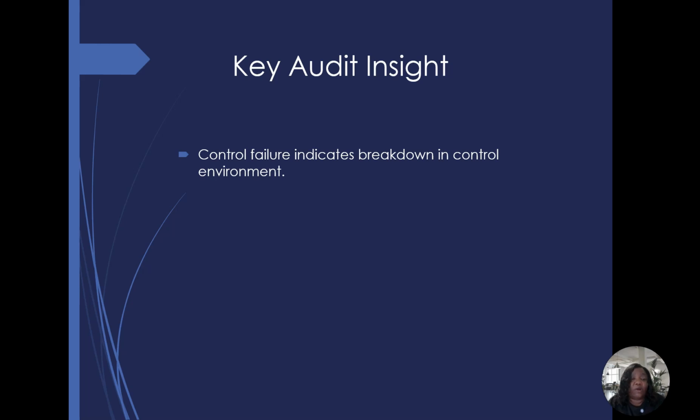From experience, control failures are not just errors. They are actually indicators that the control is weak, or there's weakness in the control environment, and that it needs to be addressed if it is going to mitigate the risk that it is intended to mitigate.